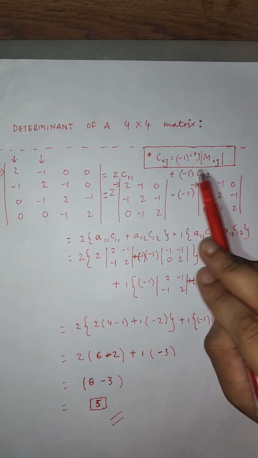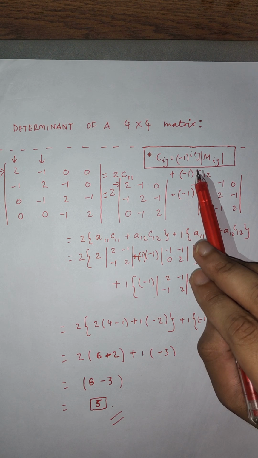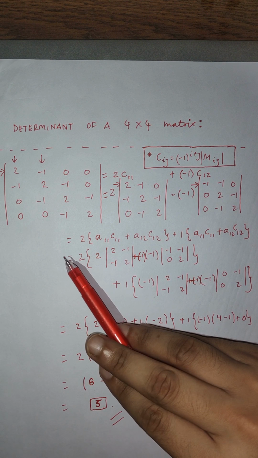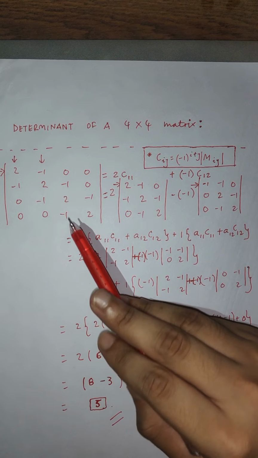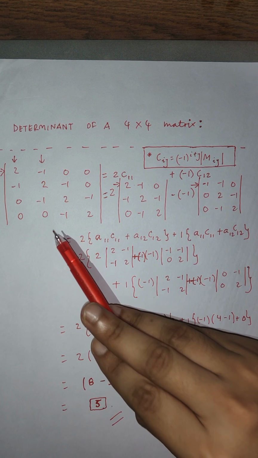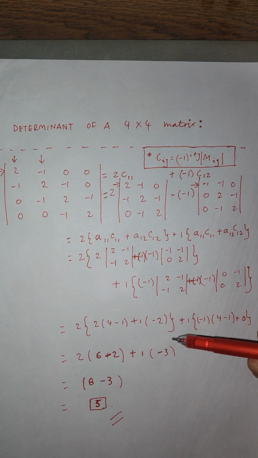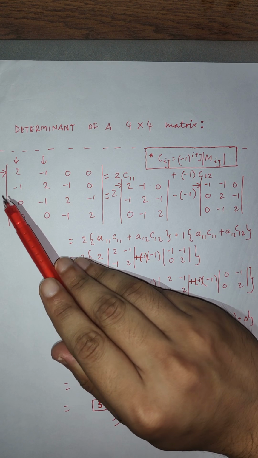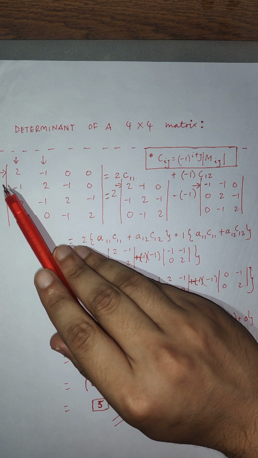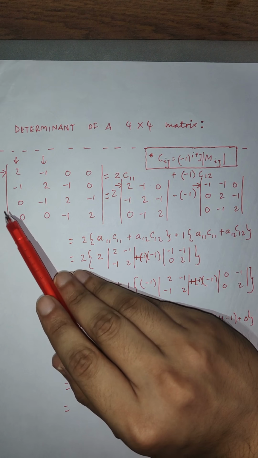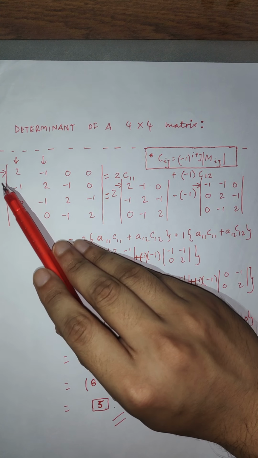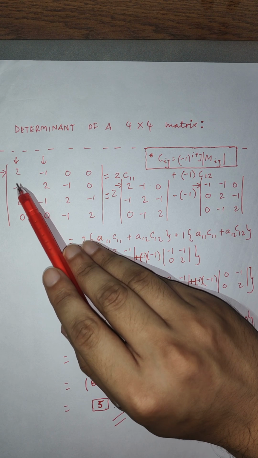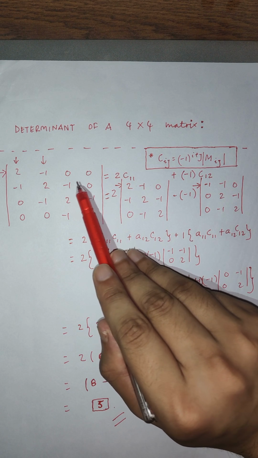So keeping this theory in mind, let's begin and see how we can compute the determinant of this 4 by 4 matrix. What we do is we pick any of the 4 rows. Let's pick the first row. In the first row we have 2, -1, 0 and 0.